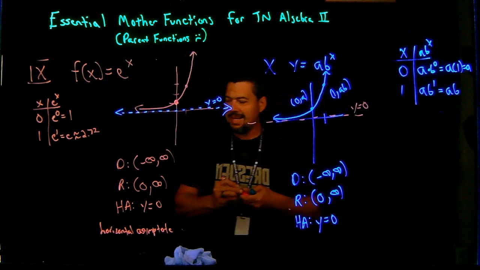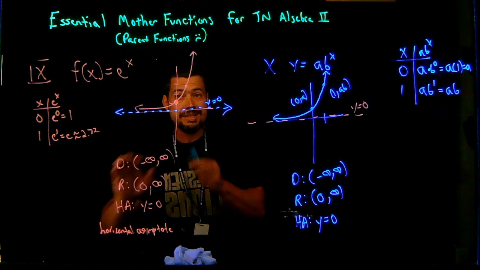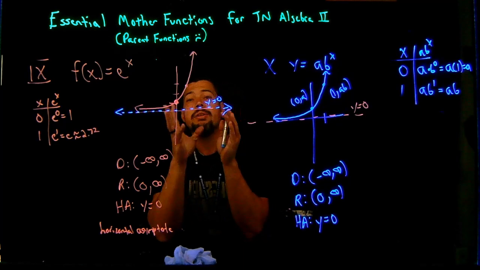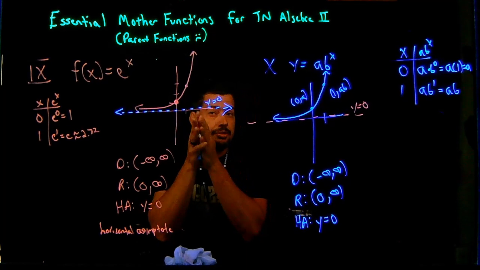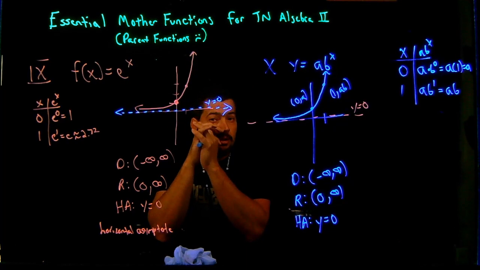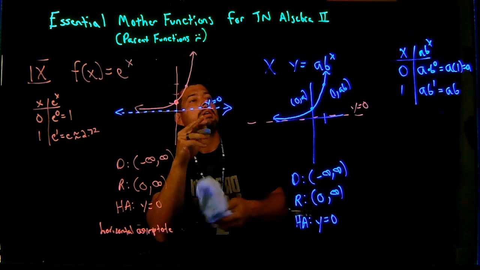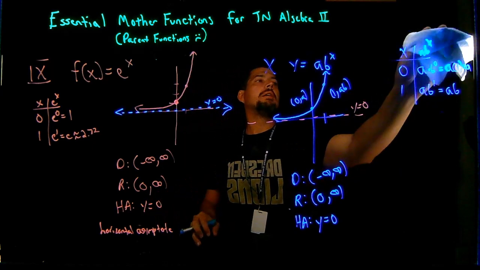So the last essential mother function for Tennessee Algebra 2, not necessarily New York Algebra 2 or California Algebra 2, is going to be the logarithm. That's the last essential, is the logarithm. So let's do the logarithm.